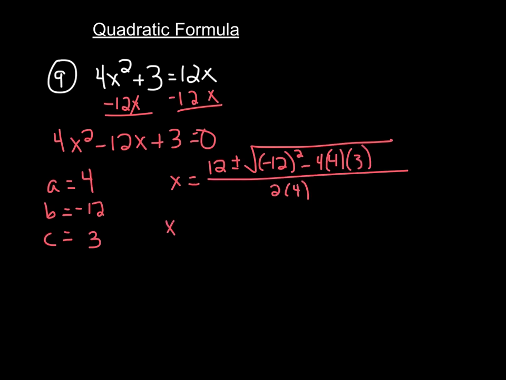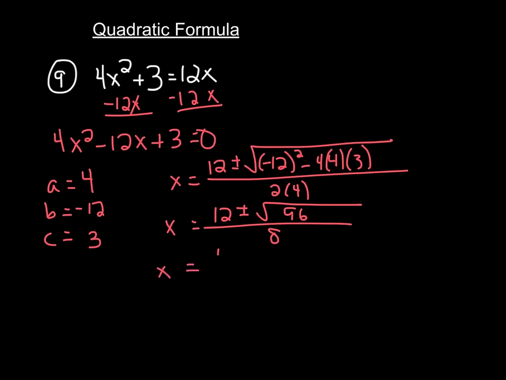Alright, so that leaves us with x equals 12 plus and minus the square root. So now you have to figure out what all this under the radical is equal to, and it's actually equal to 96. And since 2 times 4 is 8, we're going to put that whole thing over 8.